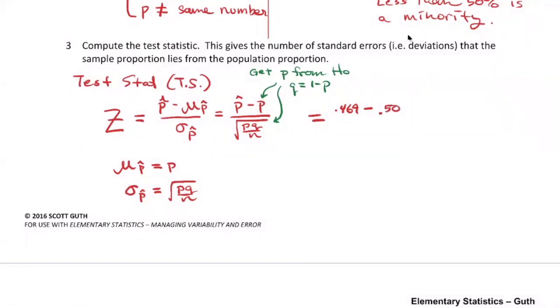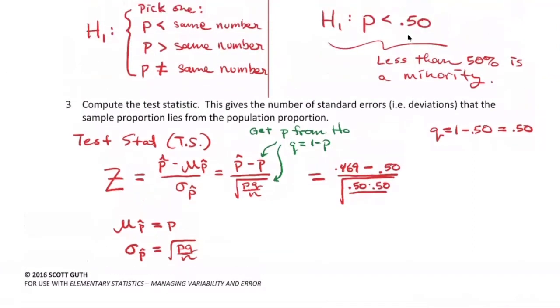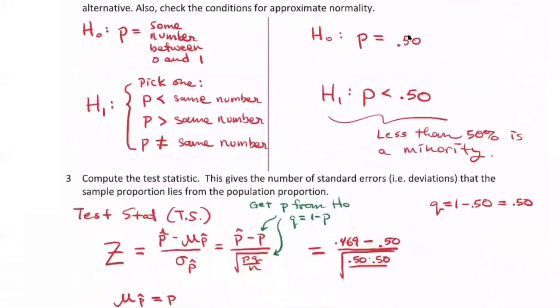And then down below, again, this is not P hat, so be careful. That's P. And again, P is 50%. Okay. Q would be 1 minus 50%, and of course, that's also 50%. So 0.50 times 0.50 for P and Q, and then over N, which I think was 1100, back up. Yeah, you see it's 1100 up there.